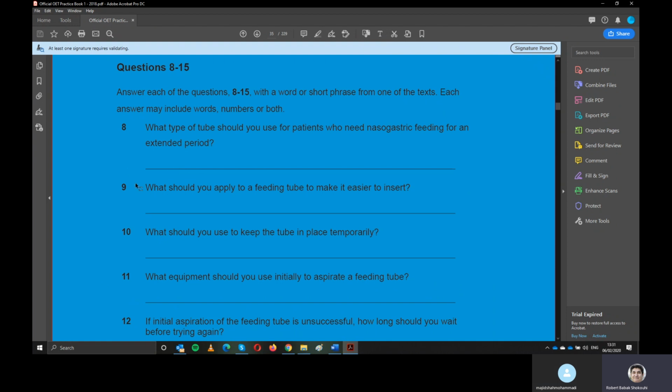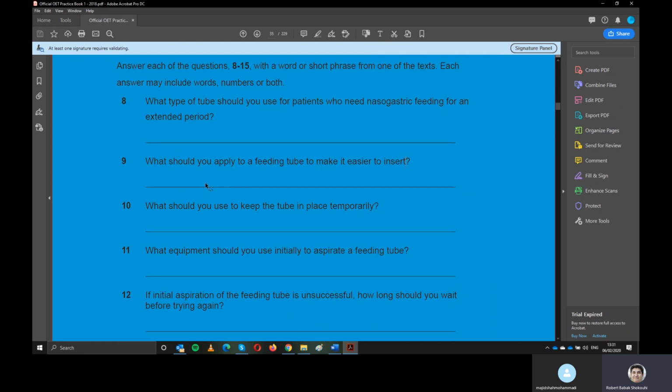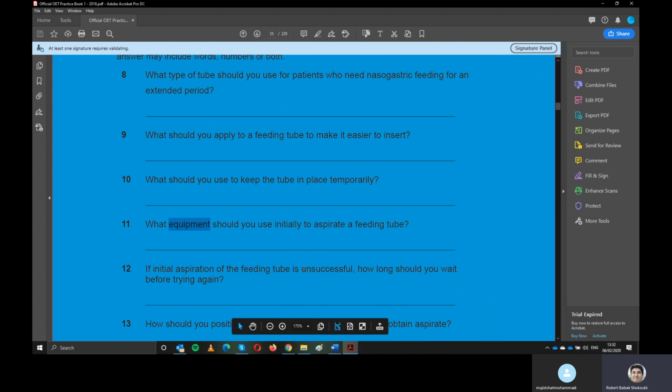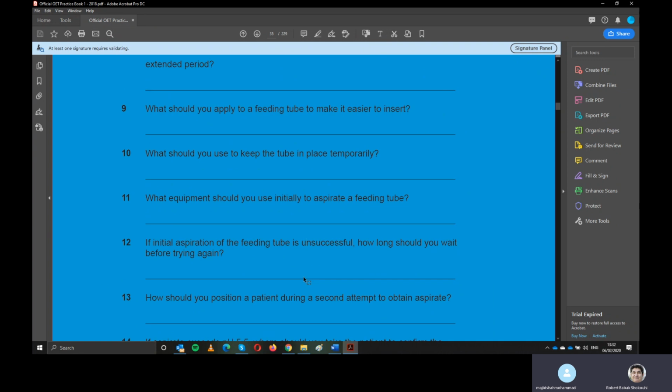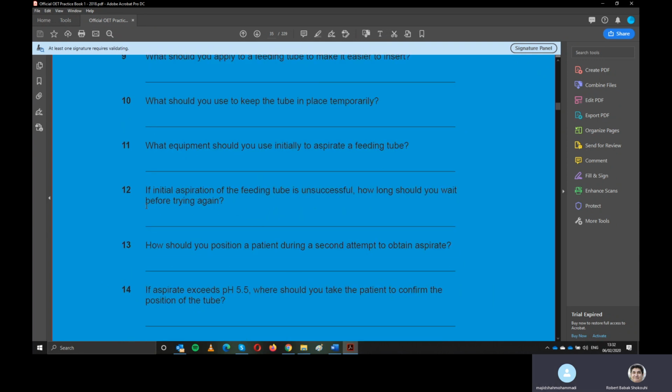So what should you apply to the feeding tube to make it easier to insert? So probably a lubricant. We know you need to go to where we have the insertion. Again, it's part B, but we go and look at it. What should you use to keep the tube in place temporarily? Okay, so we have to check temporarily, keep the tube. What equipment should you use initially to aspirate? You can underline this. If initial aspiration is unsuccessful, how long should you wait? Okay, how long and wait? And that is probably in part C.